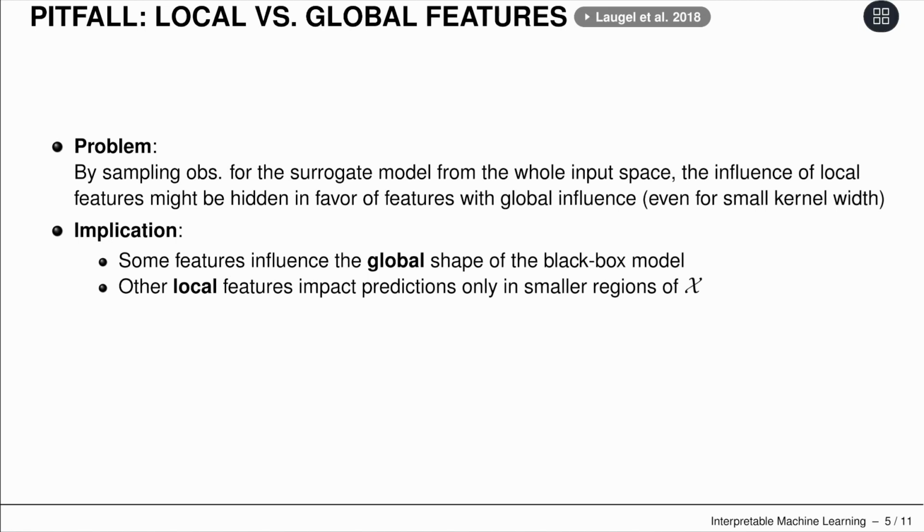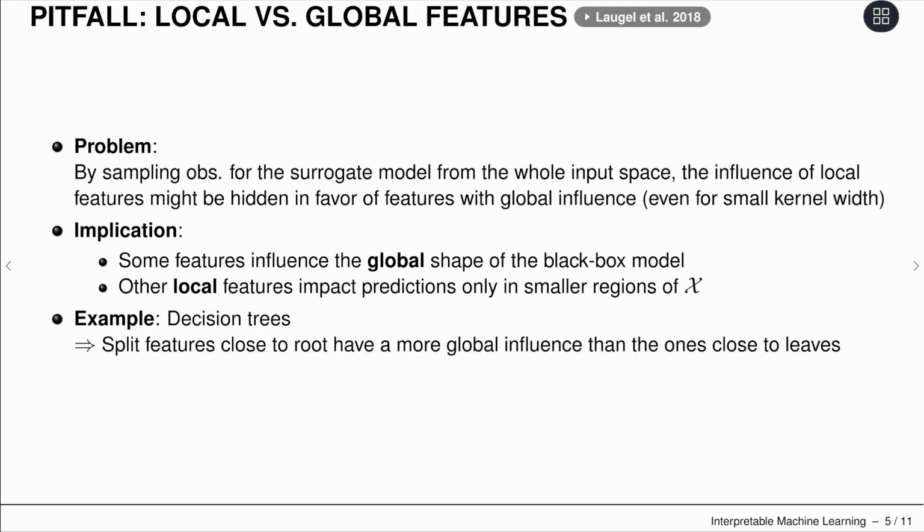So some features influence the global shape of the black box model simply, and that then overlaps with the effects of local features, which you might not really see then in your local explanations. A very famous example: if you're using a tree-based model, like a decision tree, you first split on the very important global features, right? The first split, you split on the most important one, so that the less important ones are closer to the leaves, but that could also mean that the local effects are more hidden towards the leaves, so that you might not really discover the local effects for some of your explanations.